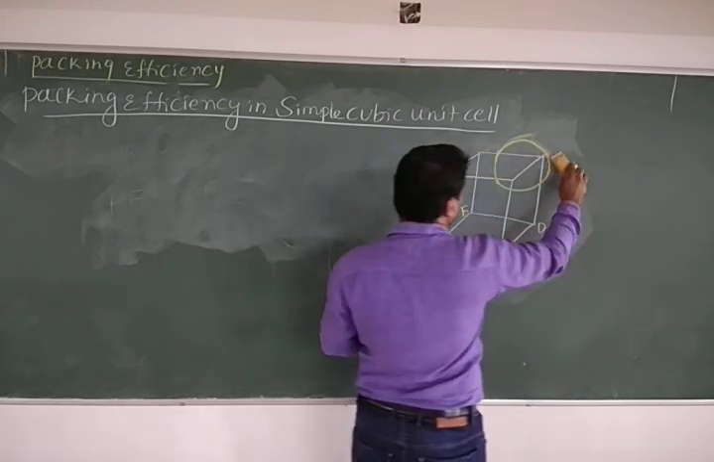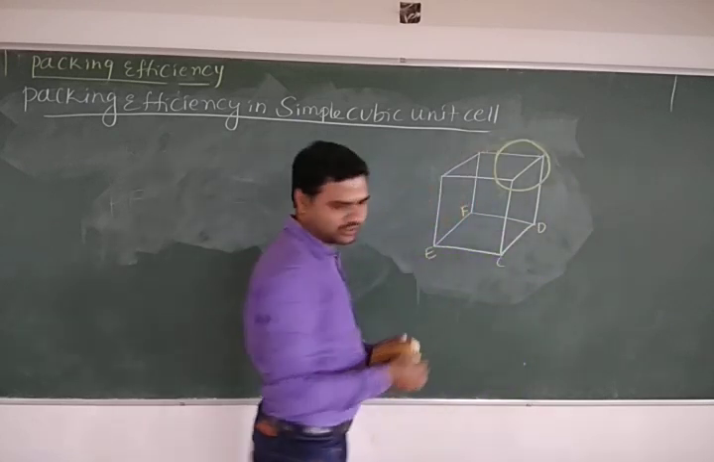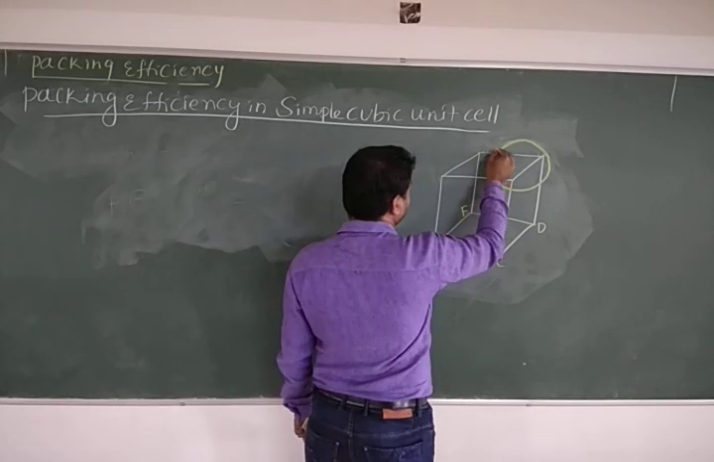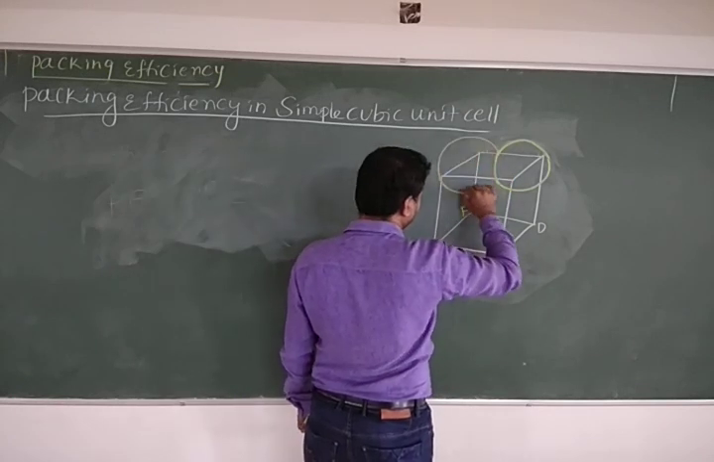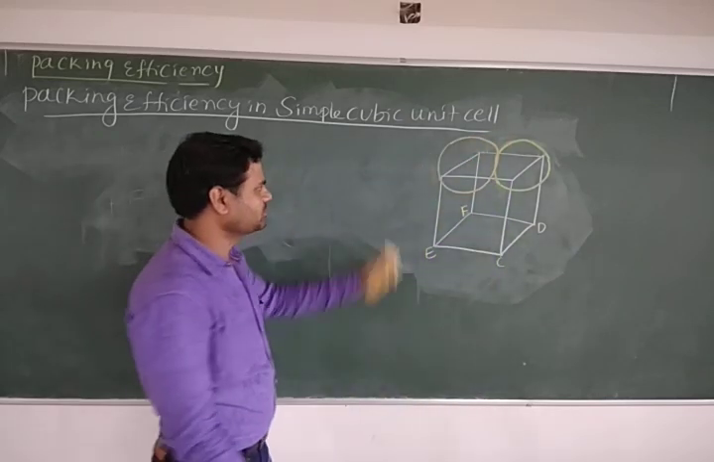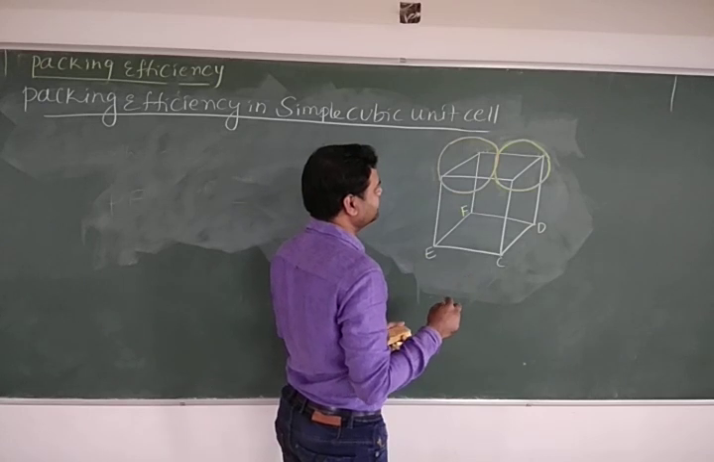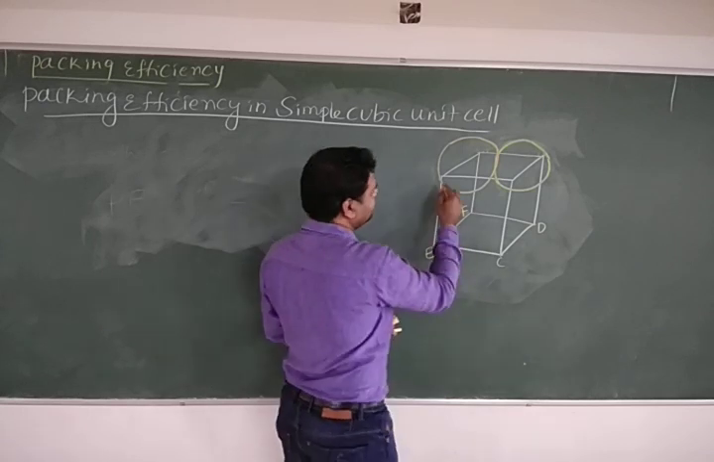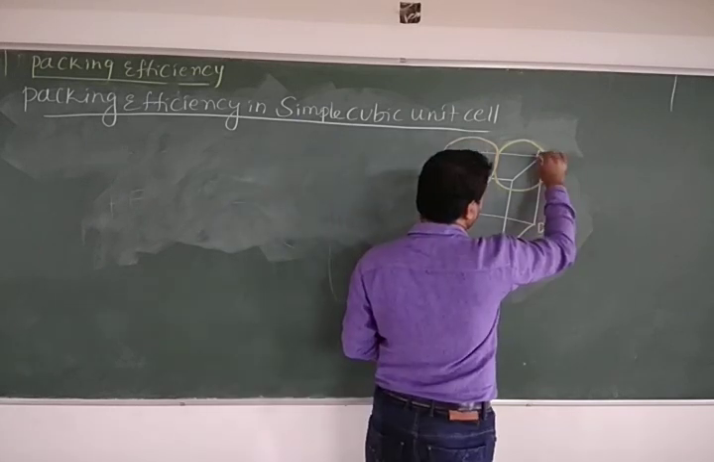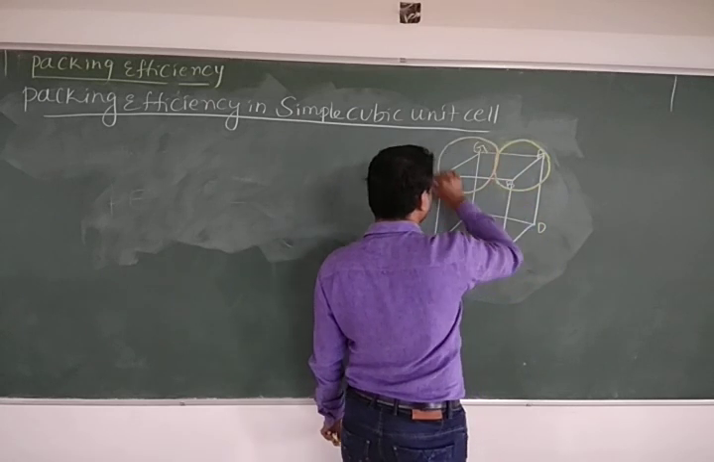Okay, this is the first atom which is touching the corner, and the second one I am drawing here only. It's another color. So these are the 2 spheres. Actually, both should be the same size. Here I am writing the sphere symbols: A, B, E, H.